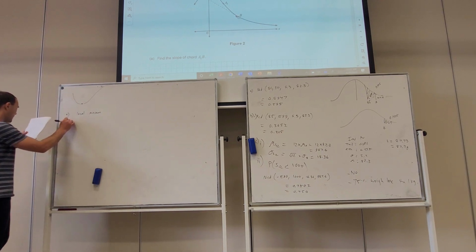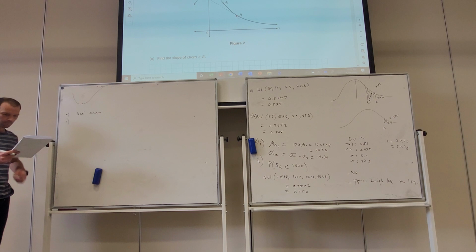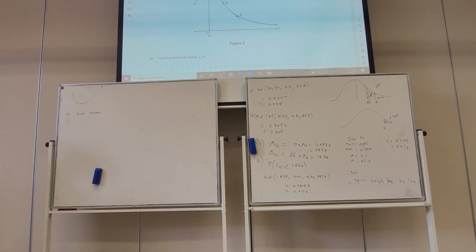All right, we've got the sign diagram of the second derivative of g of x. State the nature of the point located at x is 2 on the graph of g of x.